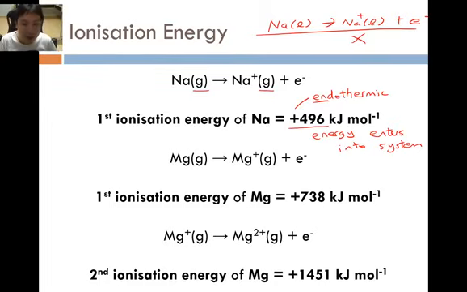Hence, since it's attracted, in order to pull the thing out, you actually need to use energy to pull it apart. And that's the reason why it's positively charged. You need to input energy into the system so that you can overcome the attraction between the sodium nucleus and the valence electron so that you can break it apart.